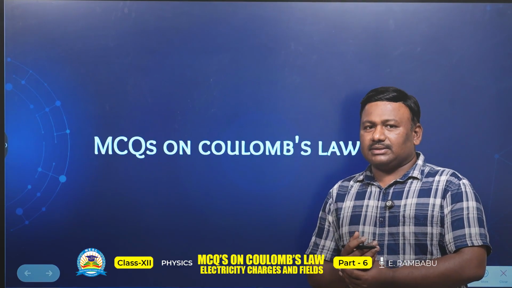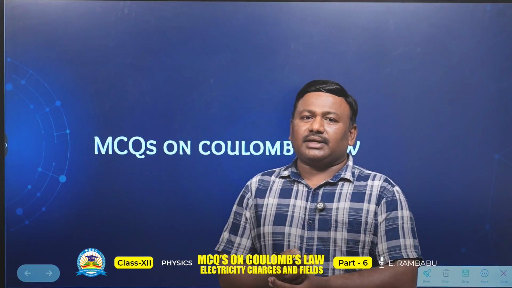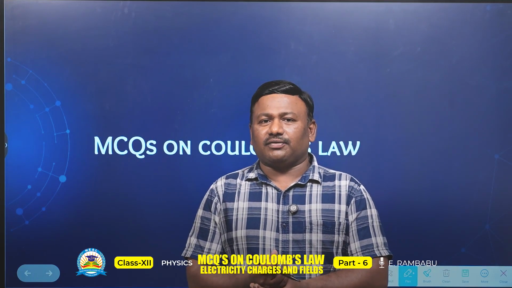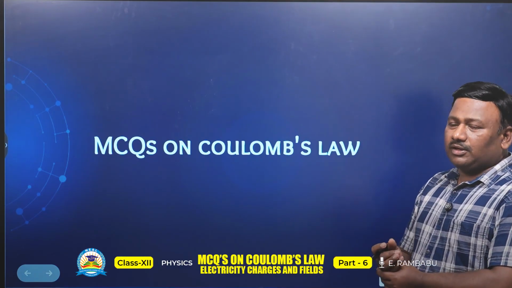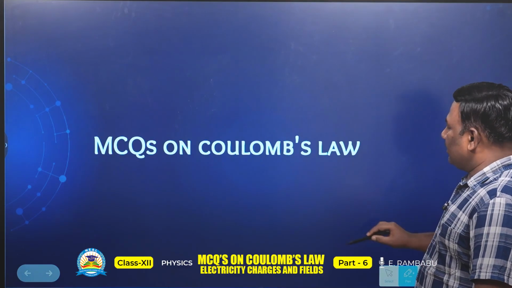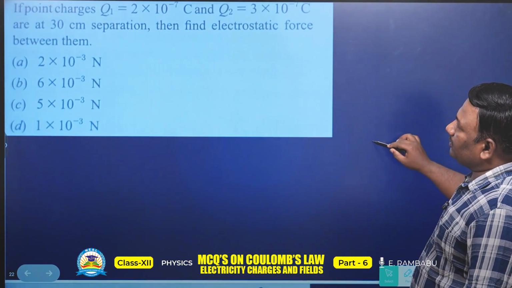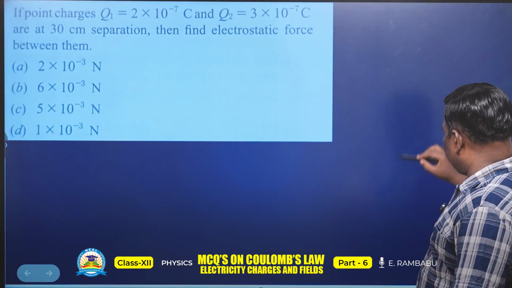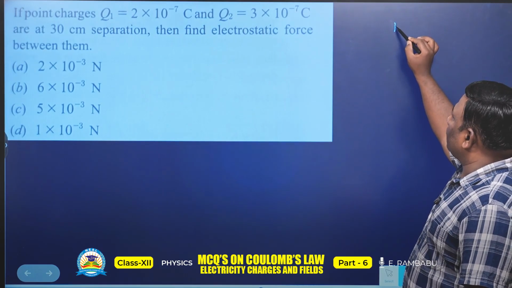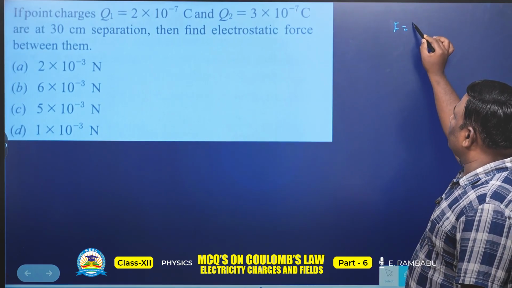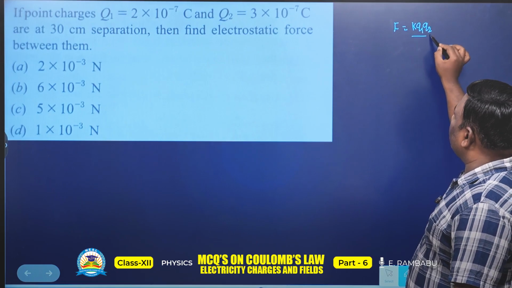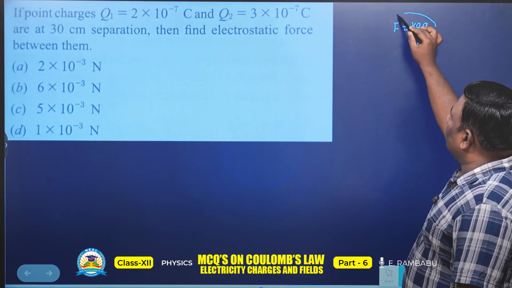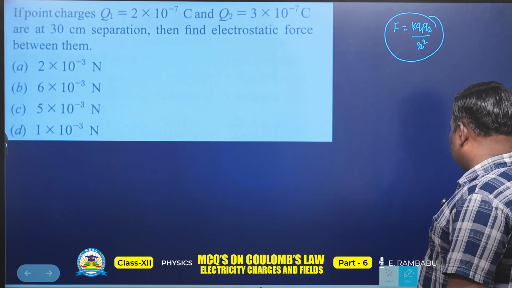In the previous session, we studied Coulomb's law and related formulas. Now, in this session, we are going to do problems on Coulomb's law. The problems depend upon the formula: the force between any two charges is K into Q1 Q2 by R square. We will try to solve the questions with the help of this formula.